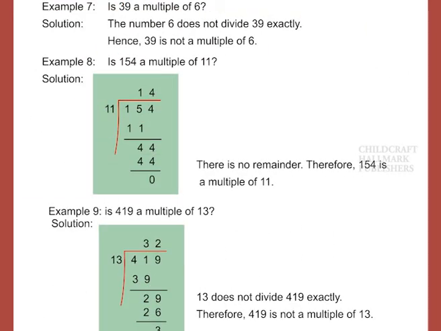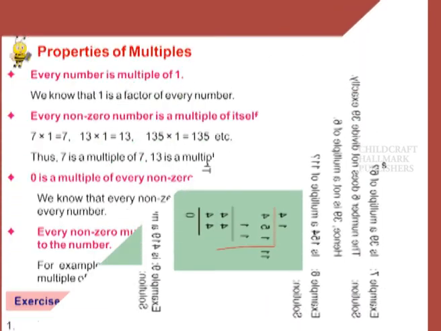Example 7. Is 39 a multiple of 6? Solution. The number 6 does not divide 39 exactly. Hence, 39 is not a multiple of 6. Example 8. Is 154 a multiple of 11? There is no remainder, therefore 154 is a multiple of 11. Example 9. Is 419 a multiple of 13? Solution. 13 does not divide 419 exactly. Therefore, 419 is not a multiple of 13.